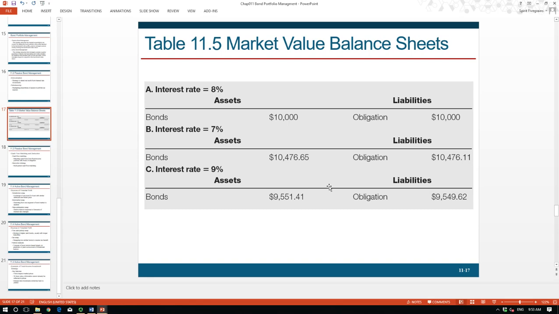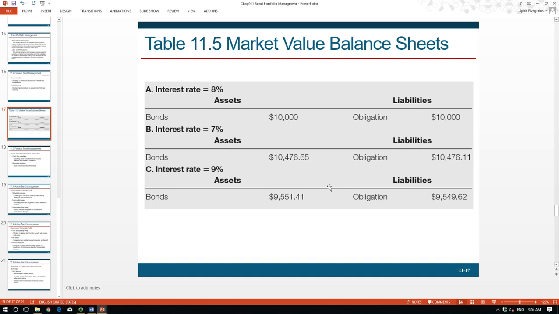First scenario, interest rate equal to 8%, and the value of bond assets and liabilities are both equal to $10,000. Second scenario B, interest rate declines. When interest rate declines, the bond value will increase. Here the bond value increases on the asset side to 10,476, and on the liability side, the bond value will also increase to 10,476. Since both sides increase, the net change is equal to 0. And in the case of C, interest rate actually increased to 9%. That's bad news for bonds, especially on the asset side. But don't worry, the liability will decline as assets do.